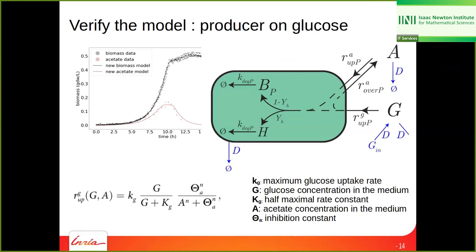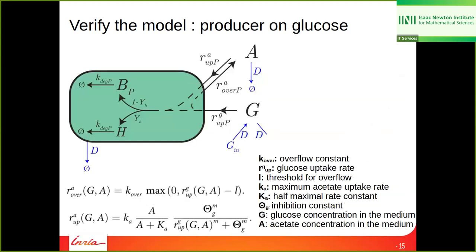This is what the glucose uptake rate looks like. That's going to determine how steep this curve is going to be. So we had to slightly adapt the maximal glucose uptake rate, and we also added a term for acetate toxicity. So if there's more acetate, then your glucose uptake rate is going to be slightly lower. And this is how the acetate dynamics come about. There's an overflow and there's an uptake. How it was modeled initially is that there is some threshold for acetate excretion.